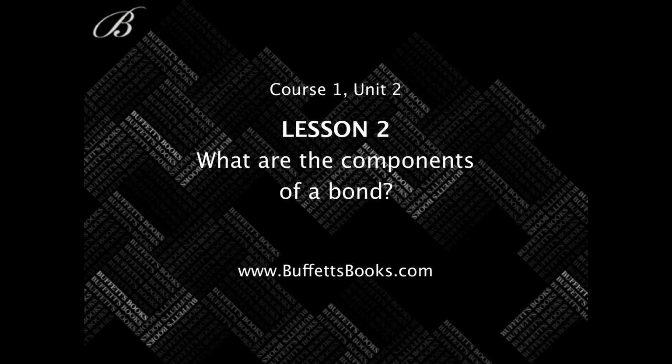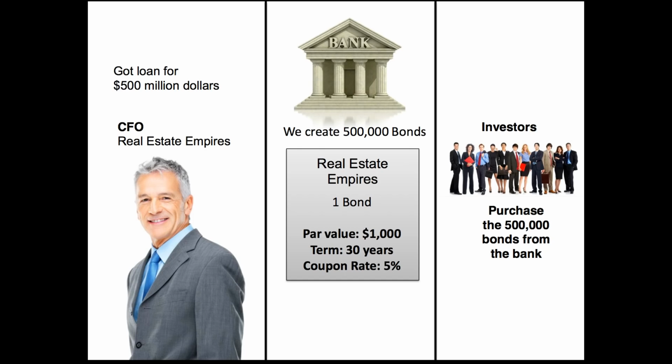So let's get started. Okay, in lesson 1, we had a scenario where we had a CFO named Jack, and Jack was responsible for getting a $500 million loan from the bank in order to build a new headquarters building for his company. And so the bank created 500,000 bonds, and they issued all these bonds down to the investors.